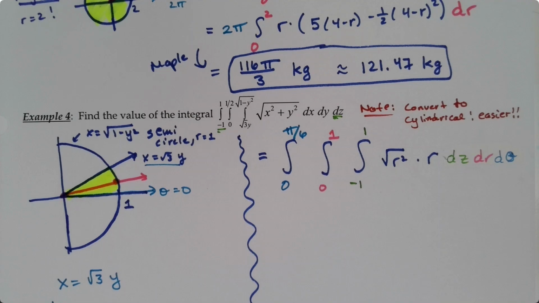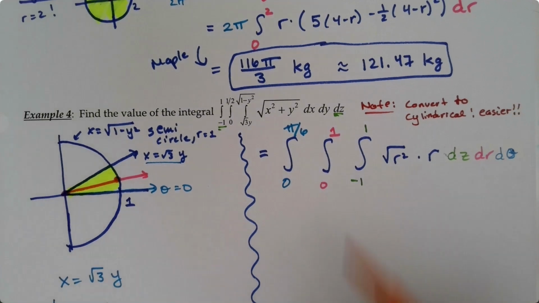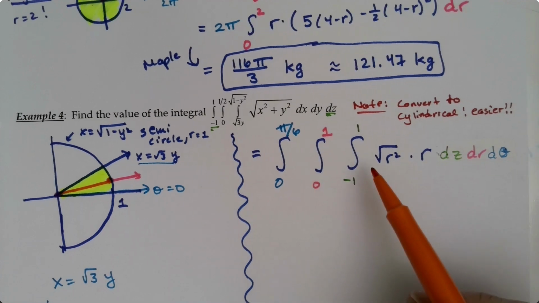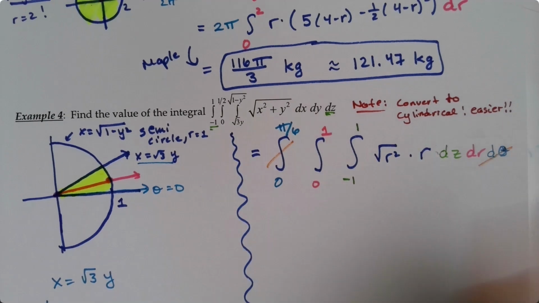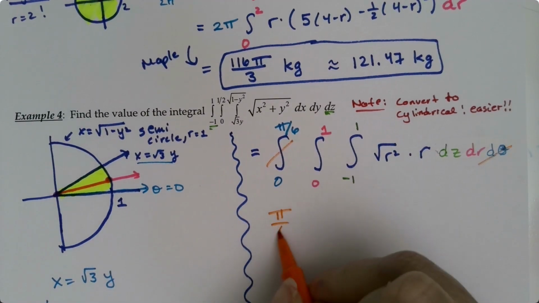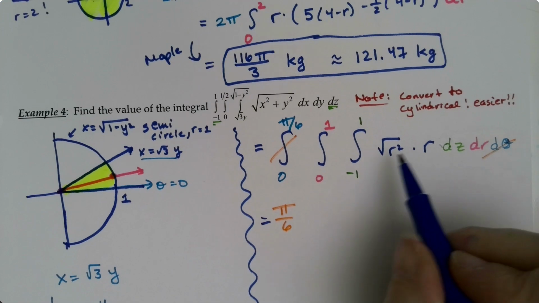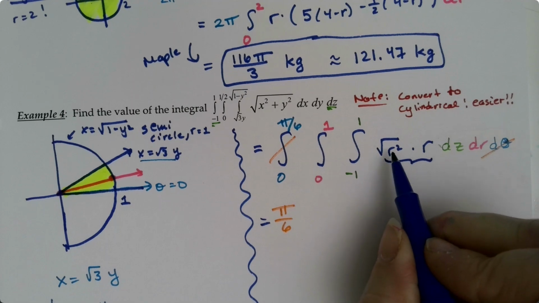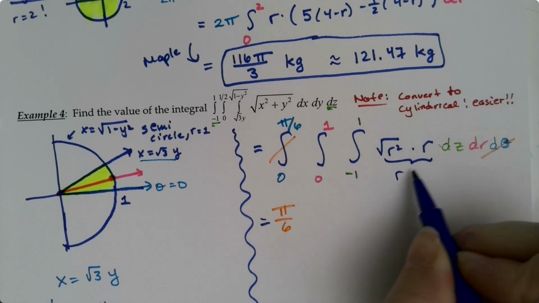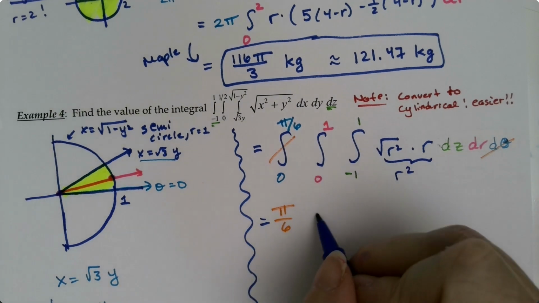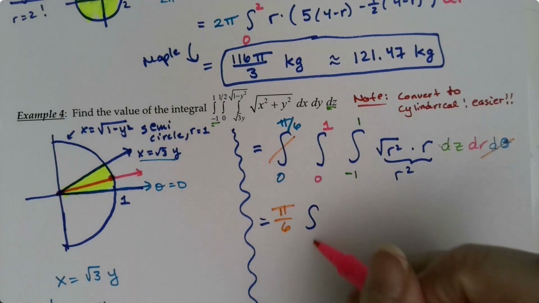All right, again, we can use our trick, right? Theta is not anywhere in here. Theta is not involved. So I can just cross off my thetas and put a pi over 6 in front. Done. And while I'm at it, I can find this. This is r times r, which is r squared. So I'm going to integrate r squared with respect to z. So I'm going to have the integral from 0 to 1.